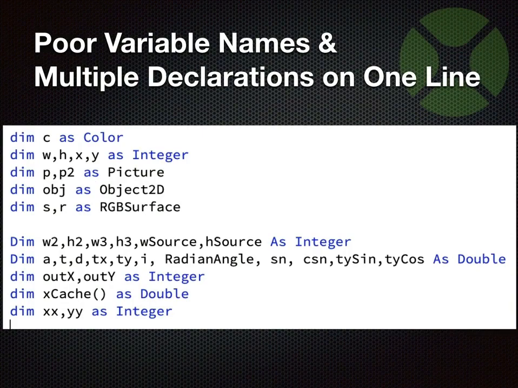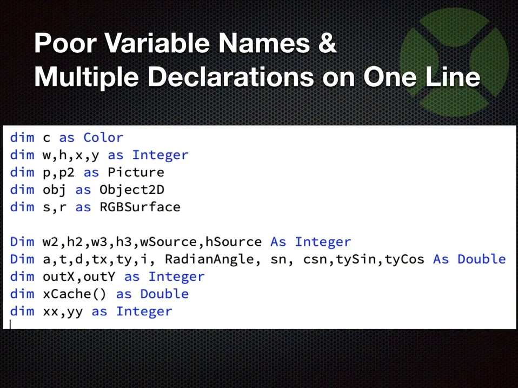Poor variable names and multiple declarations on one line. Let's start with the second one. The multiple declarations on one line aren't necessarily a problem, other than the fact that it's really easy to get one lost there and you've created a variable that you'll no longer use. Now, if you're checking your project, you can find those. But if you have one on each line, you'll be able to see it easier. So if you're not using it, you'll just see it and get rid of it.